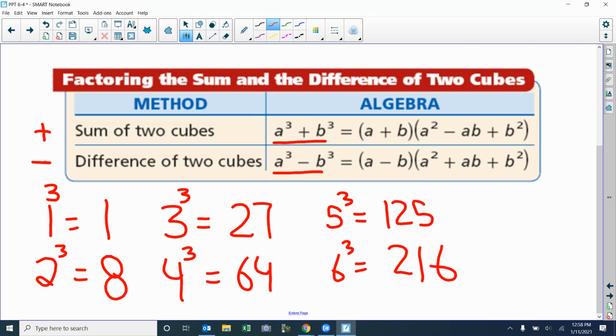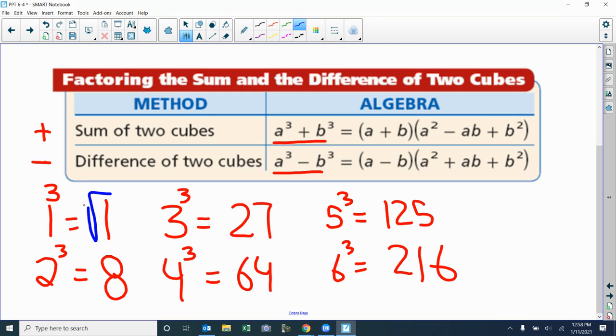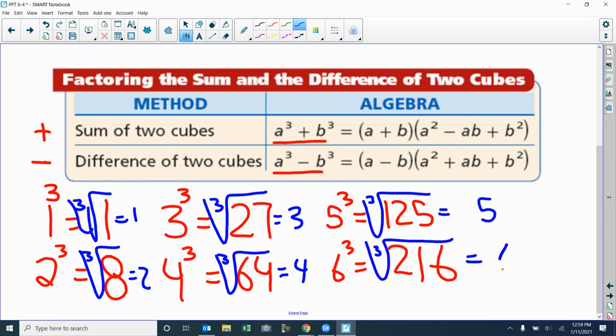These are perfect cubes, different than perfect squares. Note, what would be the cube root of 1? It would be 1. The cube root of 8 is 2. The cube root of 27 is 3. The cube root of 64 is 4. You getting this, folks? Okay? The cube root of 125 is 5. The cube root of 216 is 6.